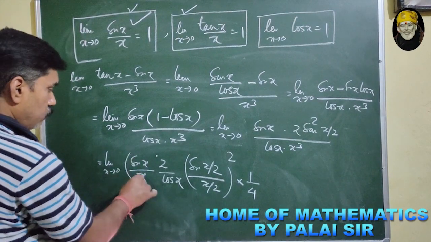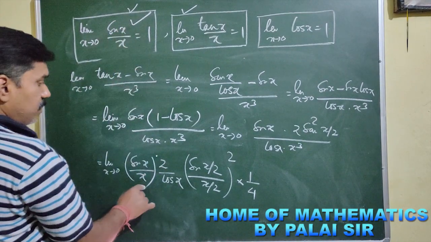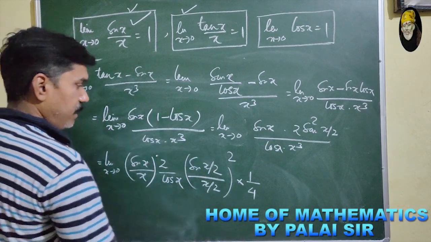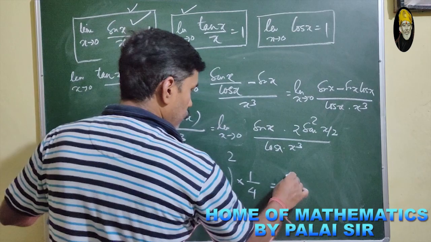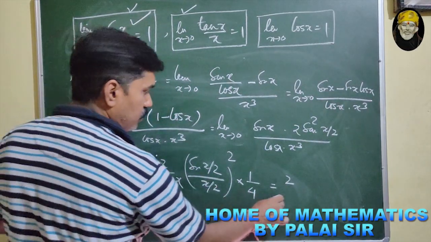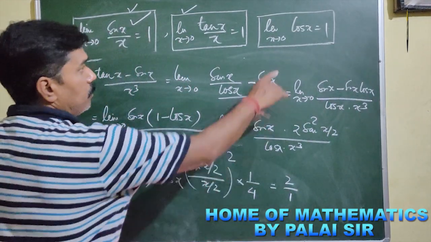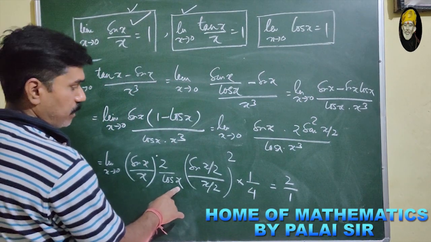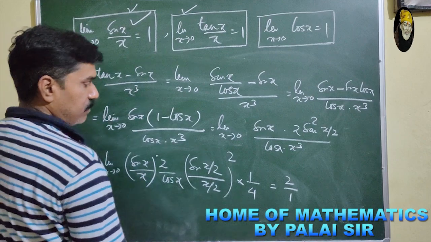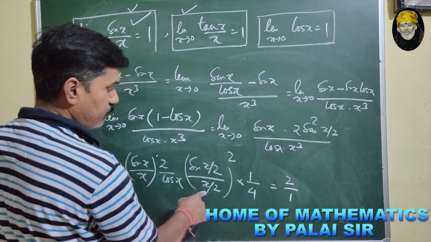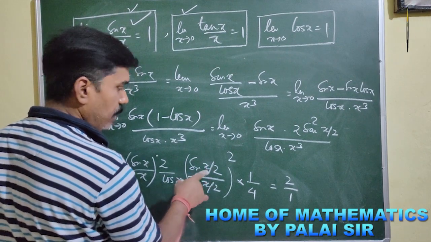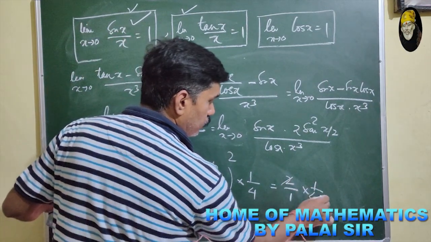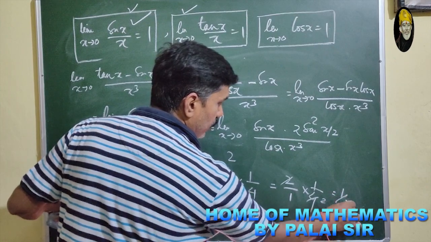Then you see these two are in your form. Sin x by x, that is 1. Sin x by 2 by x by 2, this is also 1. So what you are getting? This will be 2 cos 0. Limit x tends to 0, cos x is 1. So cos 0, that is 1. And here sin x by x, this also you are getting 1. And sin x by 2 by x by 2, its value is also 1, so 1 into 1 by 4. So here 2 cancels, its value is 1 by 2.